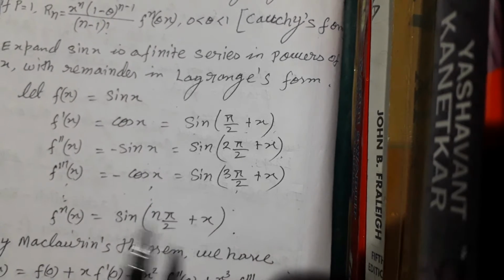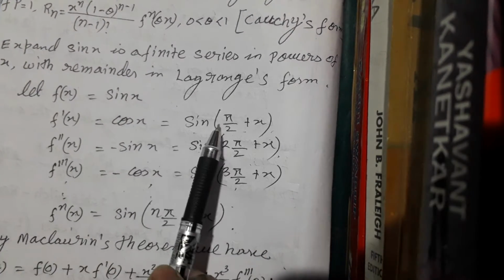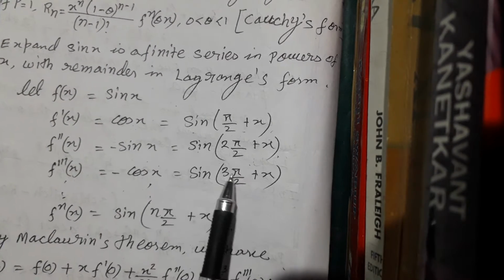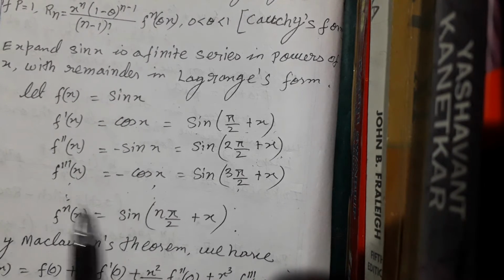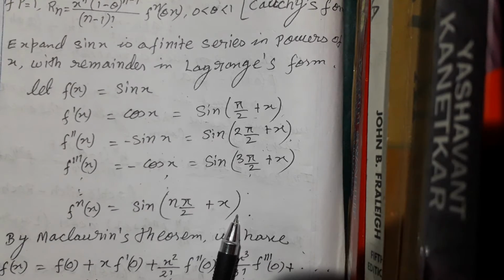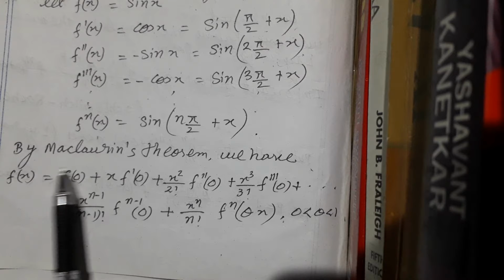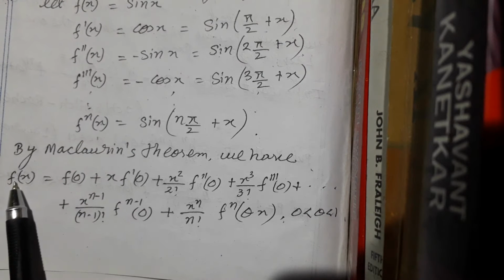Now we'll try to generalize it. When we differentiate once, we have 1 here. When we differentiate 2 times, we have 2 here. When we differentiate 3 times, we have 3. So if I differentiate n times, I'll have nothing but sin(n pi/2 + x). Then we are trying to apply the Maclaurin theorem here, in Lagrange form.